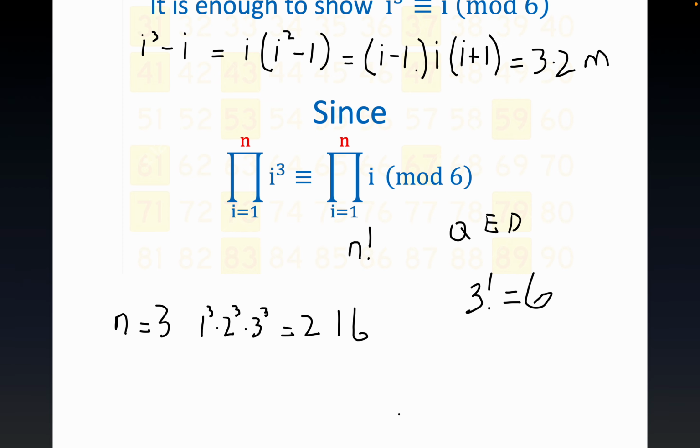So this is equivalent to looking at 216 minus 6, which equals 210. Let's see, that better be a multiple of 6. Yes, it's 6 times 35. Okay, so you can see that it works right here. Again, we just used n equals 3. The left-hand side is equal to 216. The right-hand side is equal to 6. 216 minus 6 is a multiple of 6. So this is a concrete example that it works. You can check it out, but it definitely works.